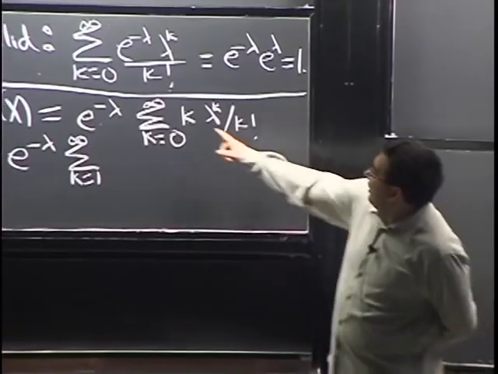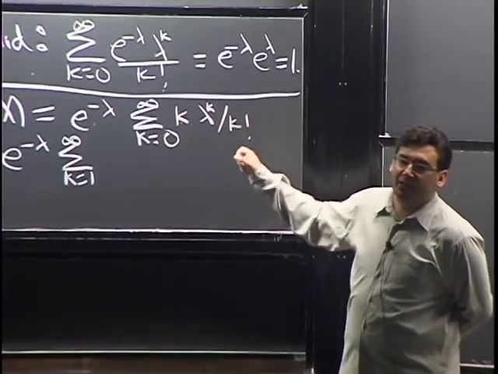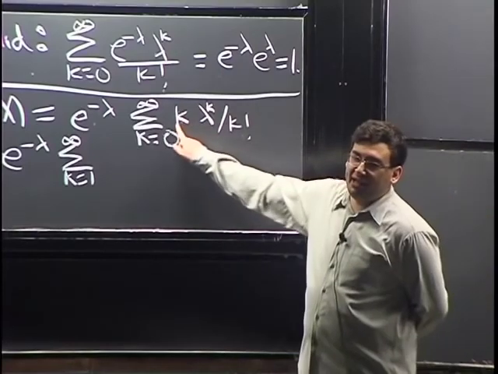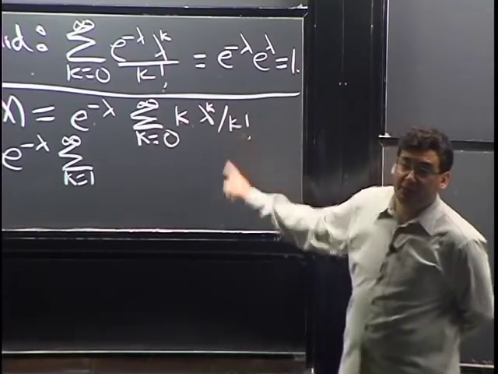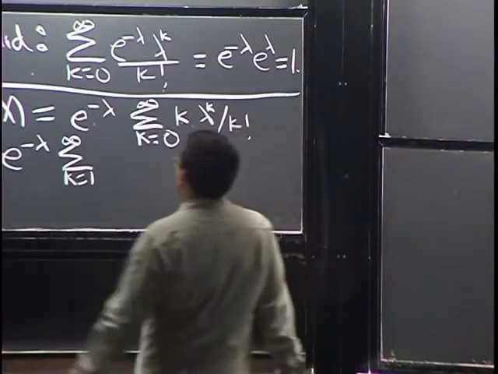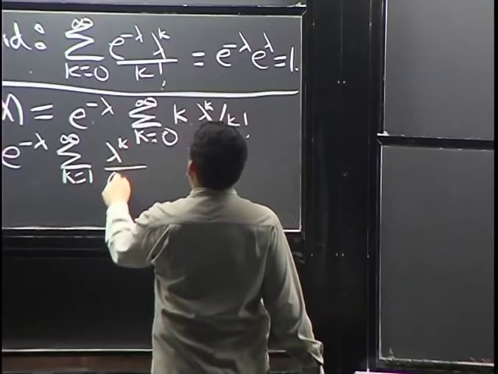And notice we have k over k factorial. Well, k factorial is k times k minus 1, k minus 2, and so on. So the k cancels one of the k's. The k cancels the k here, and we're left with k minus 1 factorial in the denominator. So that's really just lambda to the k over k minus 1 factorial.